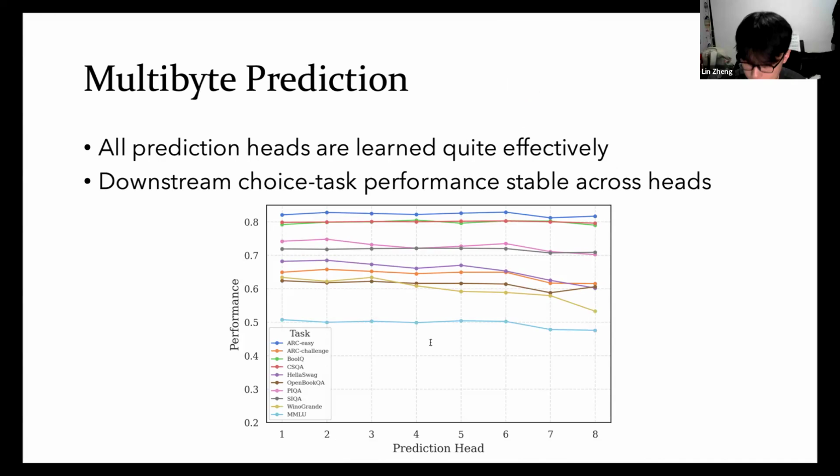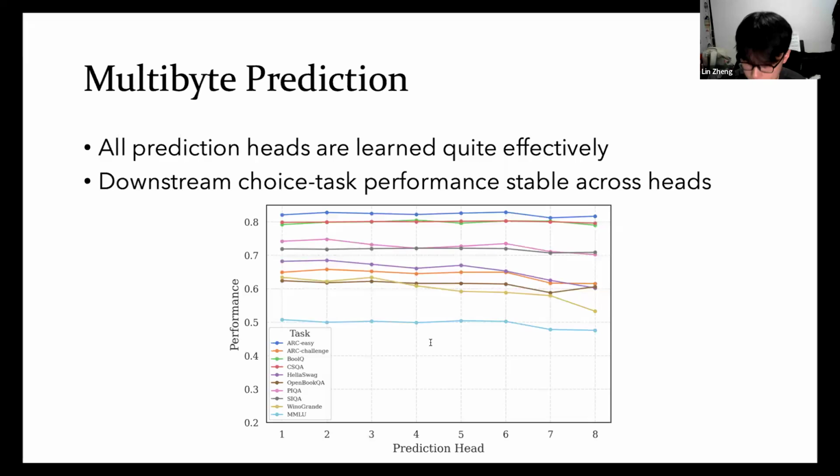We also do some probing experiments to examine whether the different prediction heads are learned effectively. The setup is very simple. We examine downstream test performance, which is mostly multiple-choice tests. Instead of the usual approach, we use the log likelihood returned by each prediction head to select the choice with the highest log likelihood. After plotting the performance of these different prediction heads, what we found is that all of them have very stable performance.